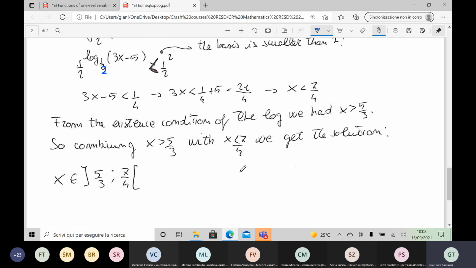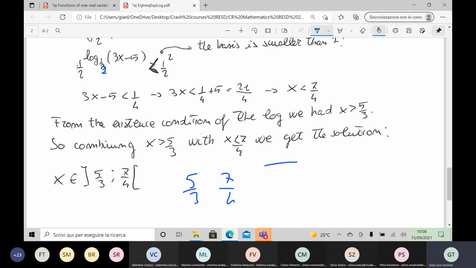So, in other terms, smaller than 7 over 4, greater than 5 over 3. So, you have to do what? Which of the two is the biggest number? Guys, how can you establish which of the two is the biggest number? First, I want to see which of the two numbers, 5 over 3 and 7 over 4, is the biggest, because this is important, guys.